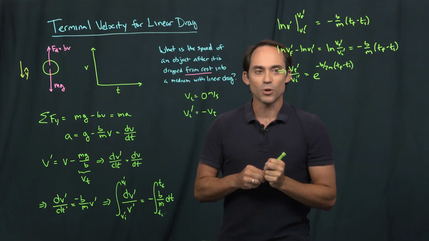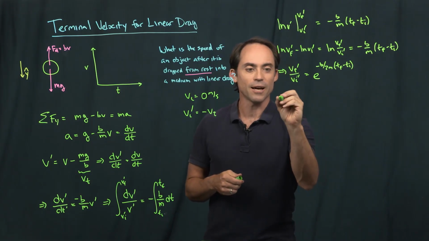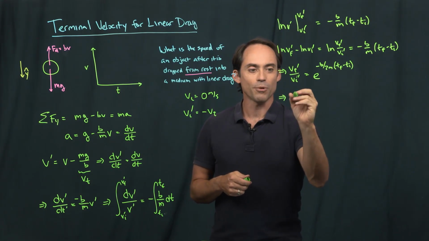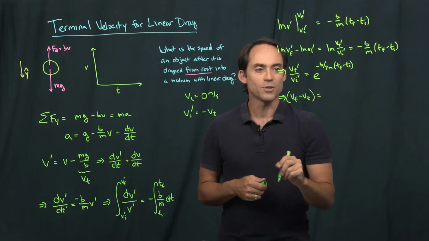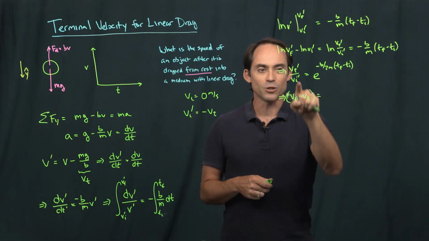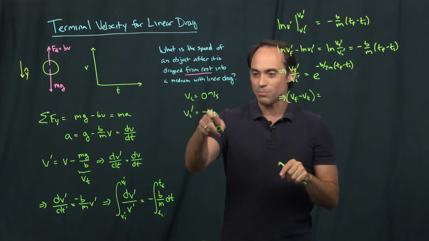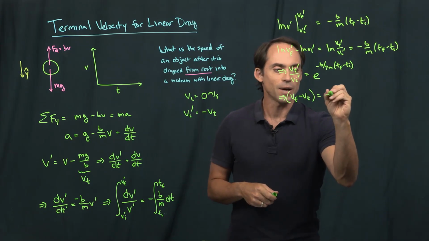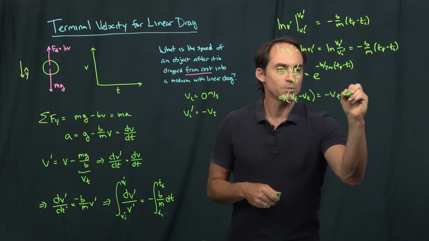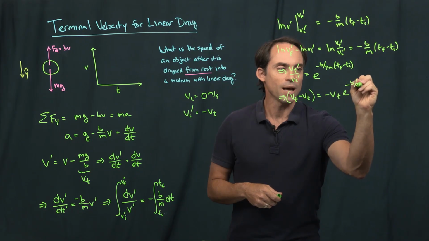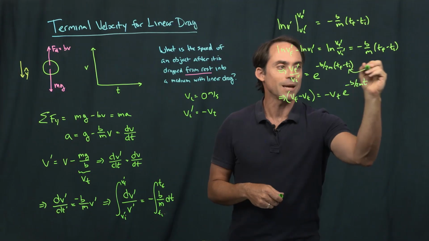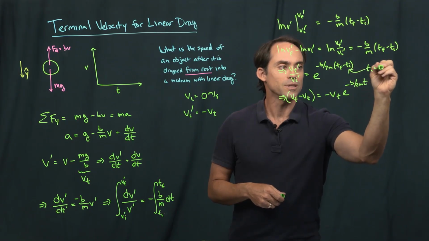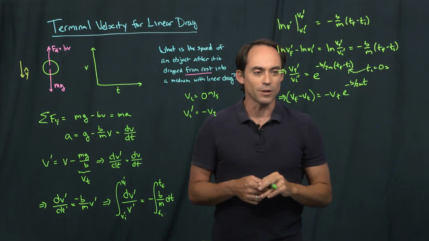All right. So that means that we can write down our vf prime as just our final speed minus our terminal velocity. And this is going to equal, if I multiply both sides by our initial vi prime, which is just minus vt, minus vt times the exponential of minus b over m times t. And I'm just going to write down t because I'm going to assume that the initial time is equal to 0 seconds. I'm free to choose that as I will.